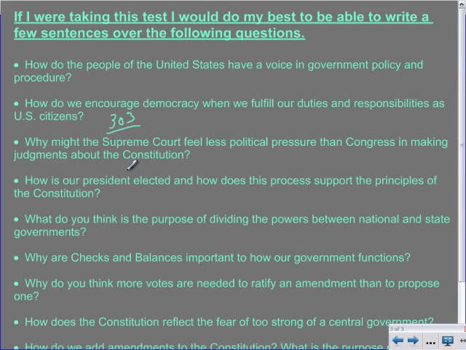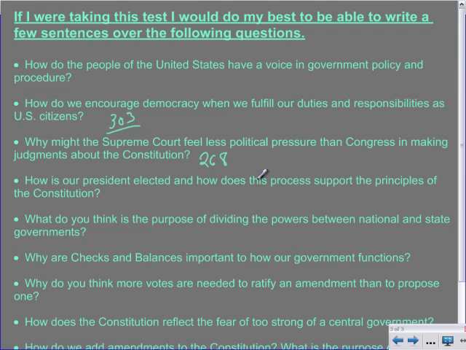Why might a Supreme Court justice feel less political pressure than a congressman or a woman in making judgments about the Constitution? This would be on page 268, and there's a chart that shows you the term limits, or the terms of Congress, Senator, President, and Supreme Court. You will notice that if you're in Congress, you have a term limit, like it's 2 or 6 years, and at the end of that, you have to get reelected. That's what political pressure is.